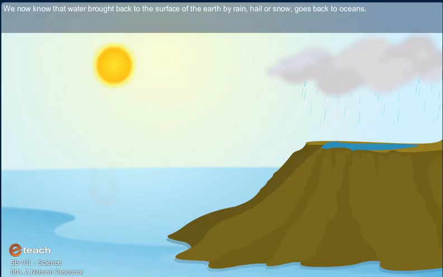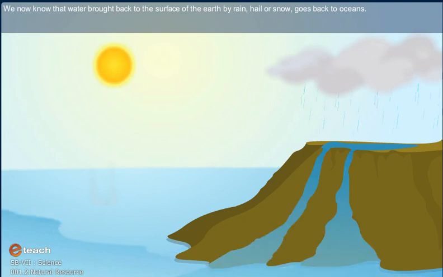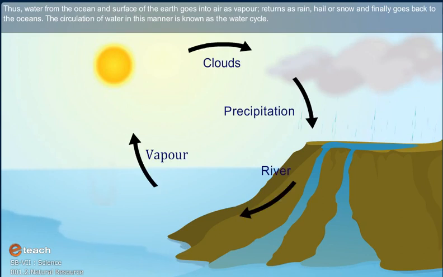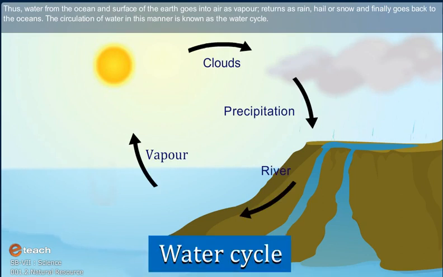We now know that water brought back to the surface of the earth by rain, hail, or snow goes back to the oceans. Thus, water from the ocean and surface of the earth goes into air as vapor, returns as rain, hail, or snow, and finally goes back to the oceans. The circulation of water in this manner is known as the water cycle.